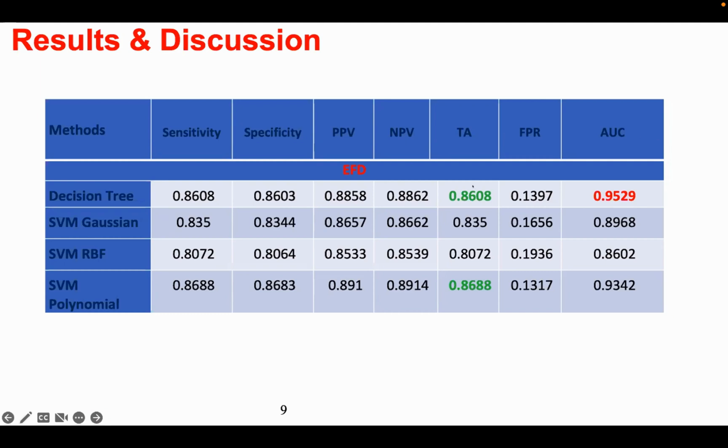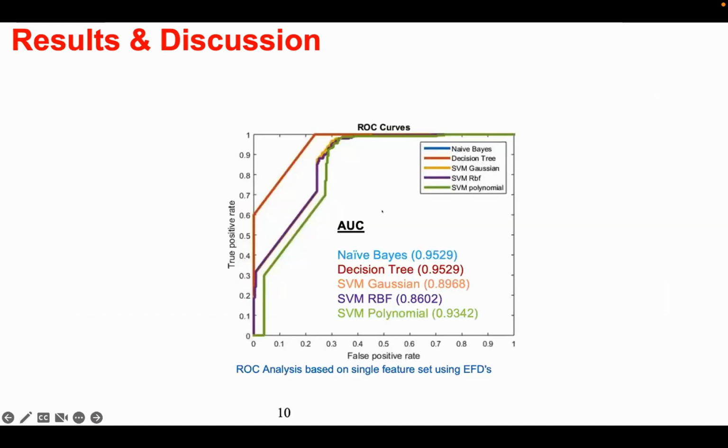In this case, the Bayesian tree yielded the highest accuracy, 86.08, followed by SVM polynomial. The area under the curve is 0.9529, and similarly the other statistics are reflected here. Here is the graph which presents the area under the curve. Again, the highest AUC was obtained utilizing the Bayesian tree, which is 0.9529, followed by naive Bayes and SVM polynomial.